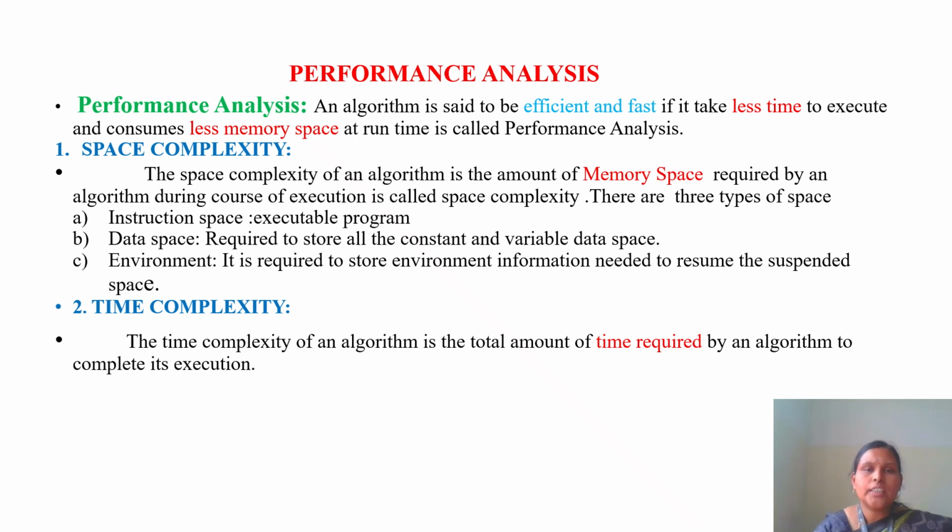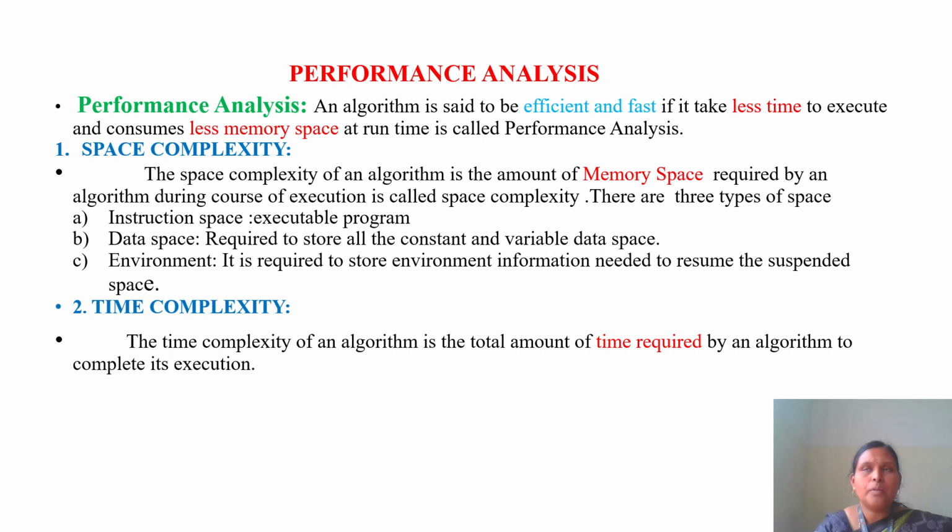The space complexity of an algorithm is nothing but how much amount of memory is required by an algorithm during the complete execution. That is called space complexity. There are three types of space used while executing algorithms, which can be classified into three types: instruction space, data space, and environment.